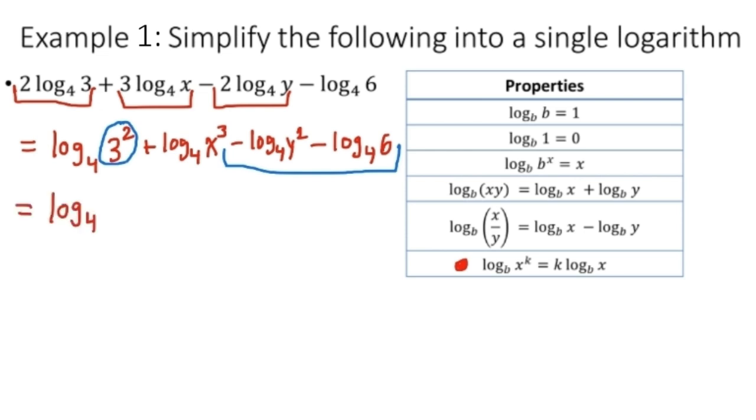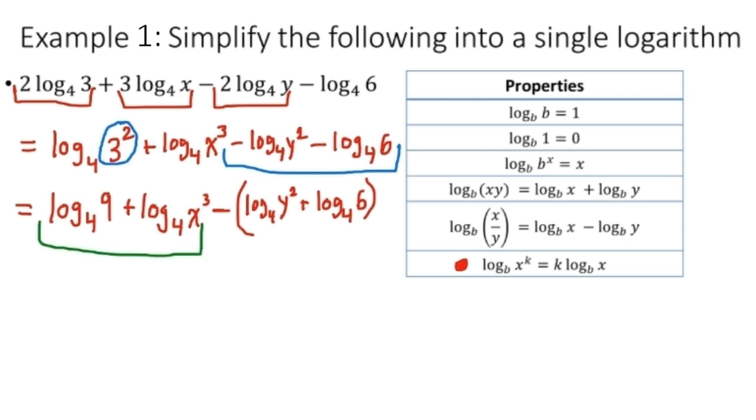So simplifying the 3 squared, log base 4 of 3 squared becomes log base 4 of 9. The log base 4 of x cubed stays the same. And now we're factoring out the negative 1 from our last two terms. When we do, the negative log base 4 of y squared minus log base 4 of 6 becomes negative the quantity log base 4 of y squared plus log base 4 of 6. Now I can simplify the two additions.